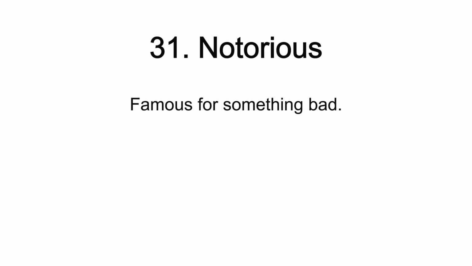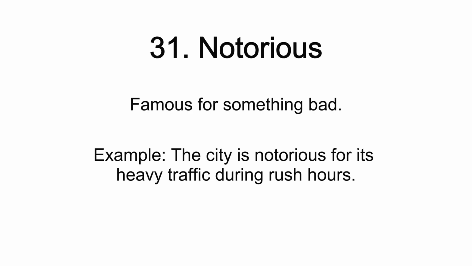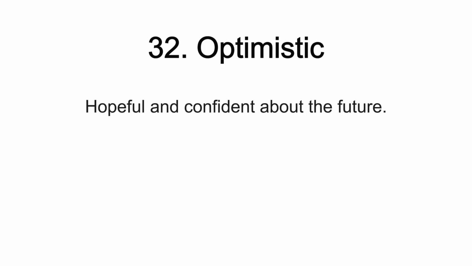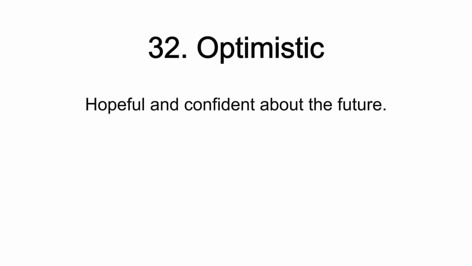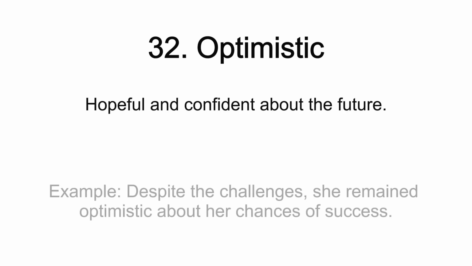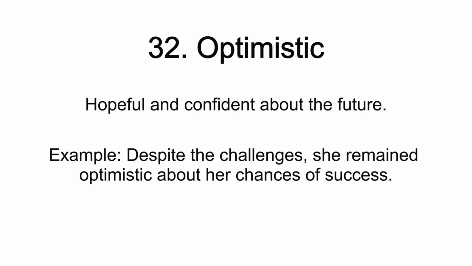31. Notorious. Famous for something bad. Example: the city is notorious for its heavy traffic during rush hours. 32. Optimistic. Hopeful and confident about the future. Example: despite the challenges, she remained optimistic about her chances of success.